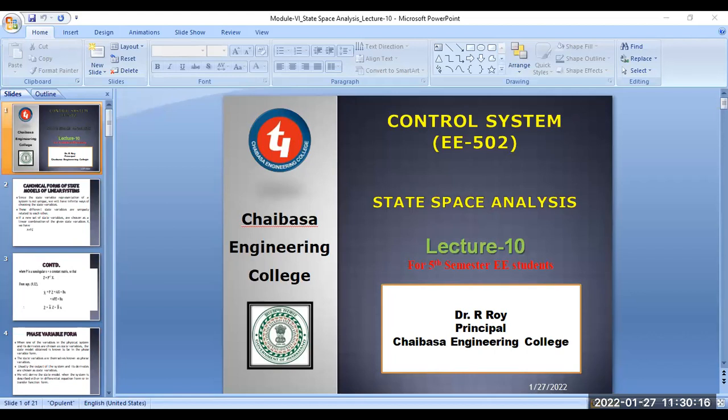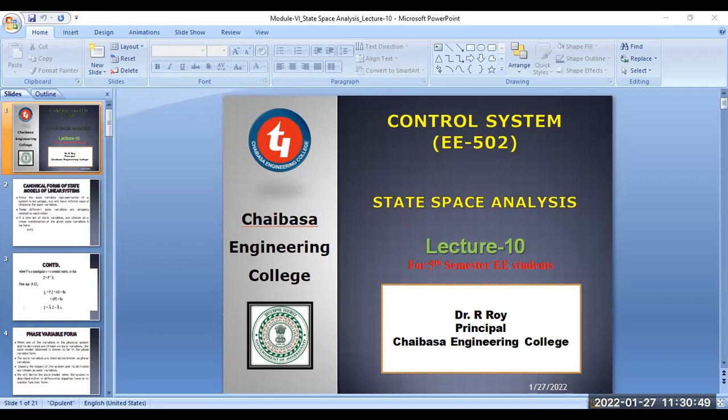Okay. So we have started the state variable analysis. Now we'll proceed with the same chapter. The topic is now canonical forms of state models of linear systems. How to represent a state variable and what is state variable analysis, we have taken in the introductory class, and we'll proceed with the next topic, that is the canonical forms, how we are representing the state models of linear systems.